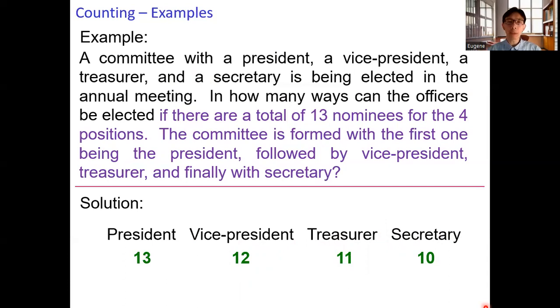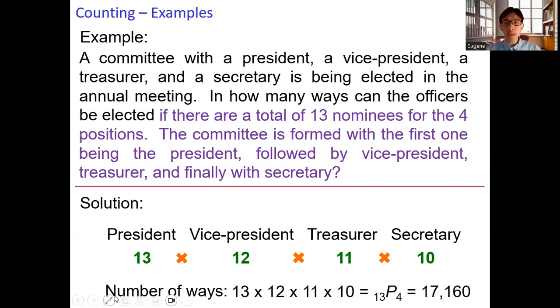We can adopt the multiplicative rule, multiply these 4 numbers together to obtain the answer. Or we can regard this example as a permutation problem. Choose 4 out of 13, and order does matter.